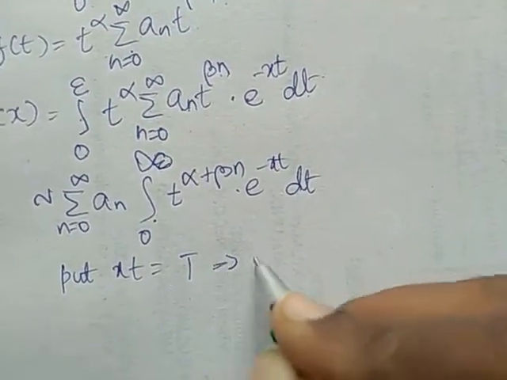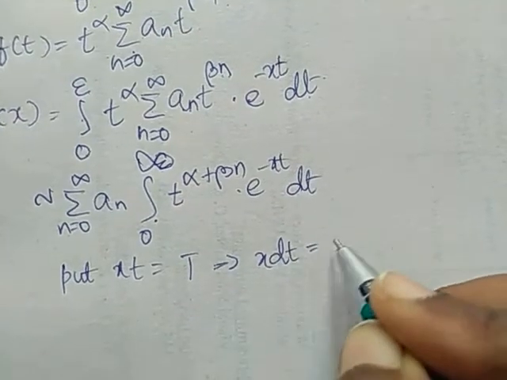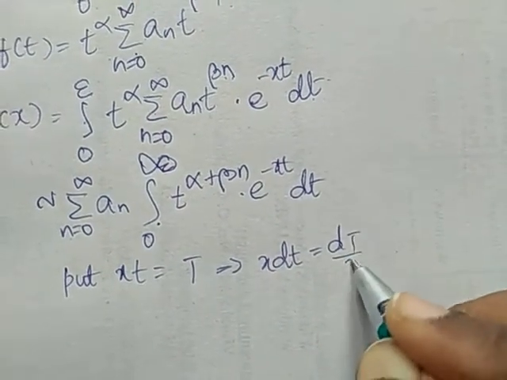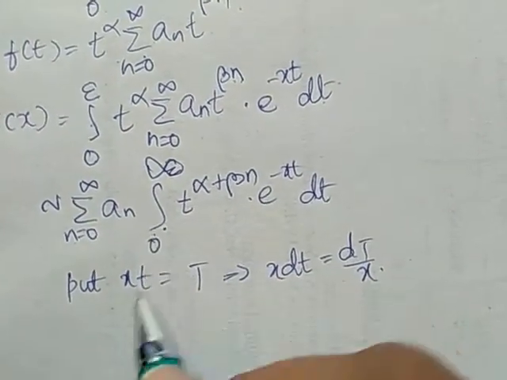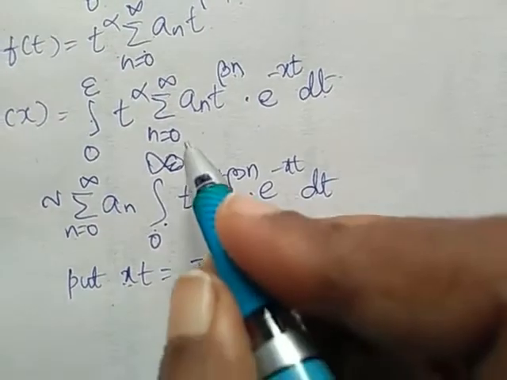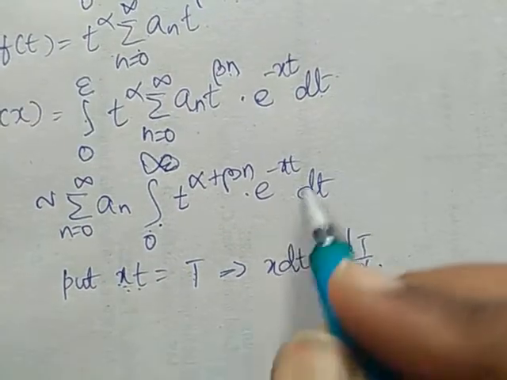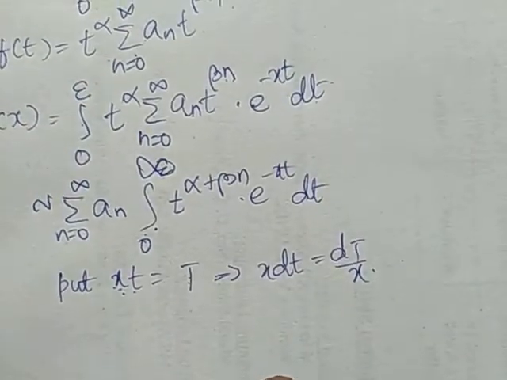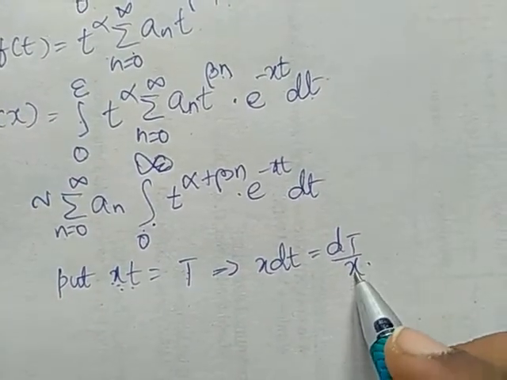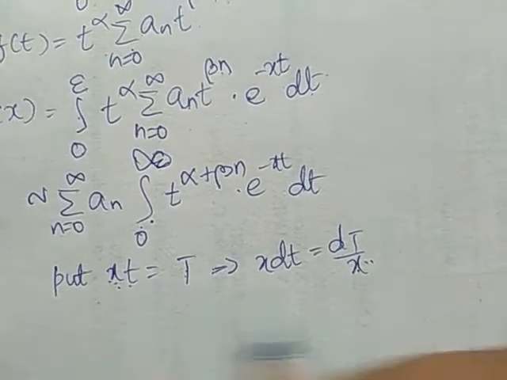So this implies x dt is equal to dT, so dt is dT by x. When small t is 0, capital T is 0. When small t is infinity, capital T is infinity. Therefore, the integral limits remain as they are, and the value of x remains as it is.